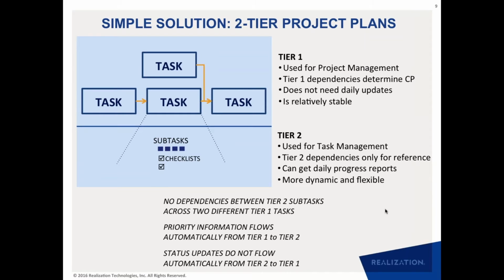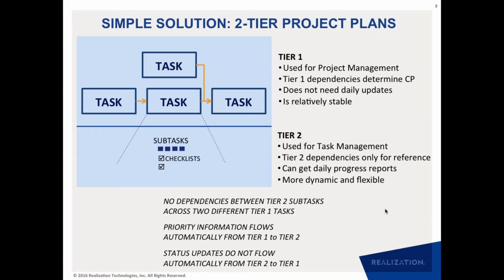So what we are saying is that there might be these tier two subtasks and checklists, but these subtasks and checklists are contained within a task. You do not have dependencies between subtasks that belong to different tasks. So dependencies at subtask level do not flow across the tier one tasks.